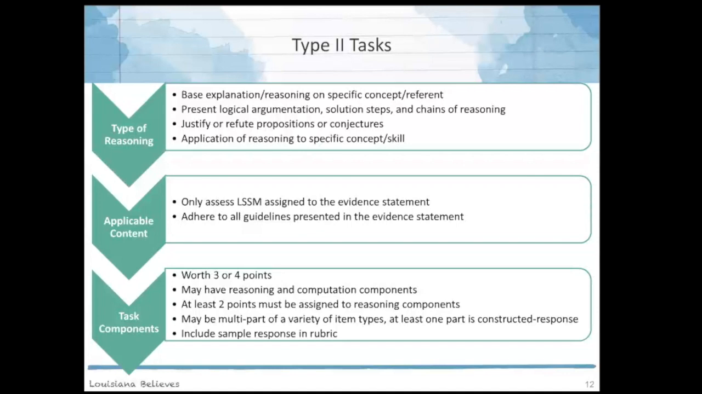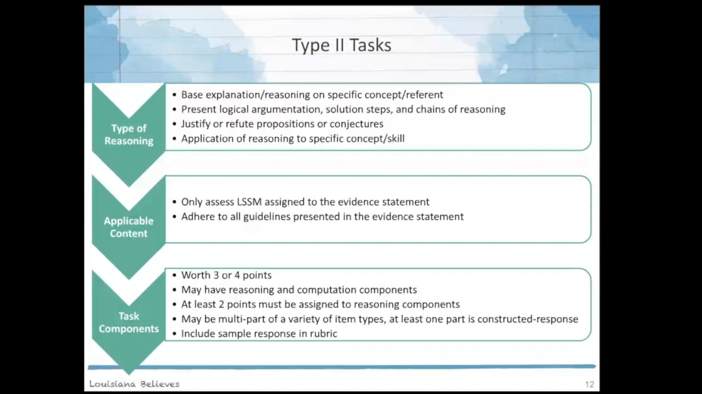So once the type of reasoning is described, then there's a listing of applicable content. So this is where the connection to the standard or standards, because sometimes it includes multiple standards, is listed. And then there might be additional guidelines to help guide folks on the type of reasoning.